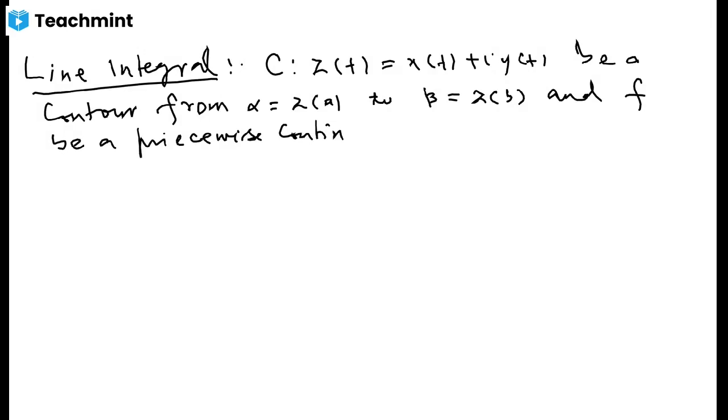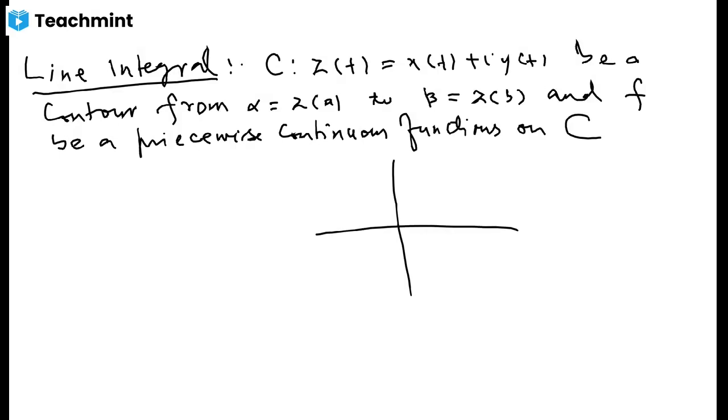Piecewise continuous function on this curve C. Suppose you have this curve, and you have a complex valued function. It is a piecewise continuous function. Now, piecewise continuous means that if it has discontinuities, it has finitely many discontinuities in pieces.